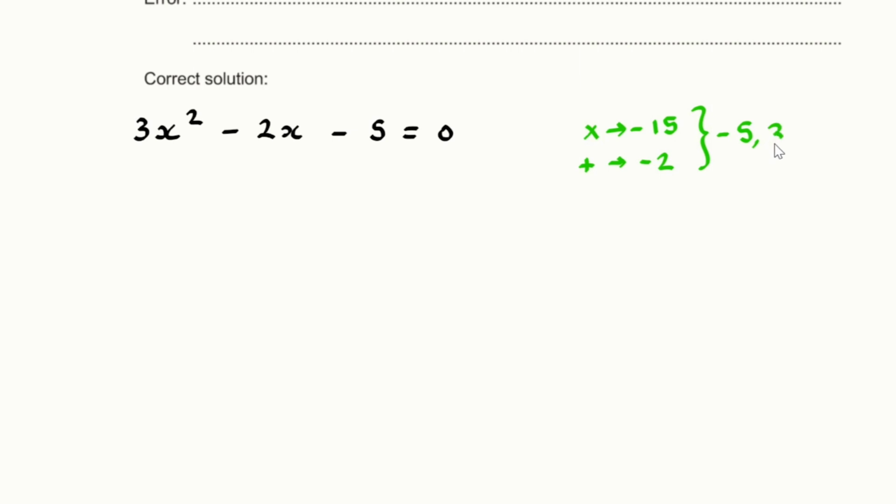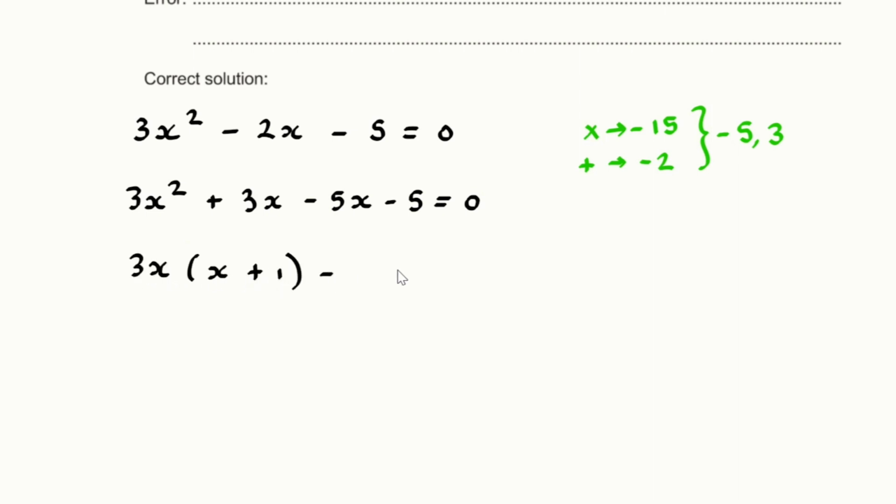Well, we've got minus 5 and 3. So I've got 3x squared minus 5x plus 3x, rather, let's do this the other way around. I've got 3x squared plus 3x minus 5x minus 5 equals 0. So I've got 3x lots of x plus 1 minus 5 lots of x plus 1 equals 0.